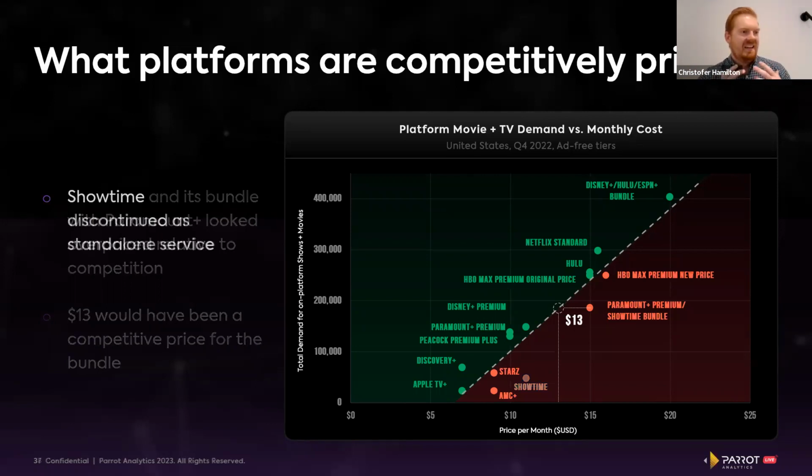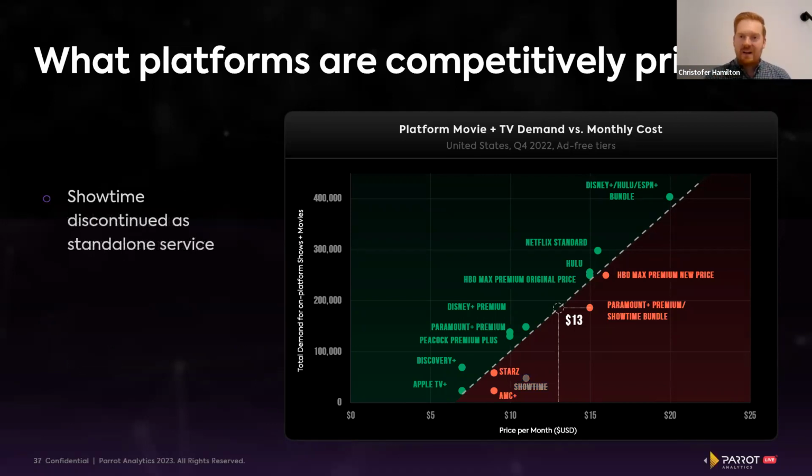And I like this chart because you can really see the market adapting to competitive pressure. Just this year, Showtime was discontinued as a standalone streaming service. So that's out of the picture. It makes sense given what we've seen. At the end of last year it was the most expensive streaming platform. So I guess rather than lowering its price, they figured to discontinue it.